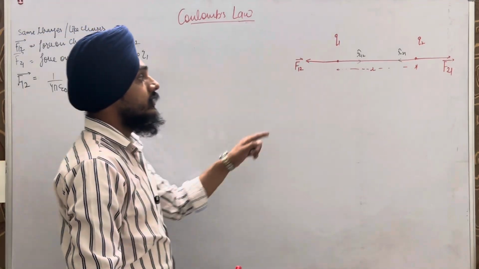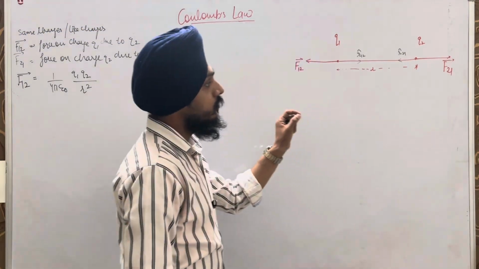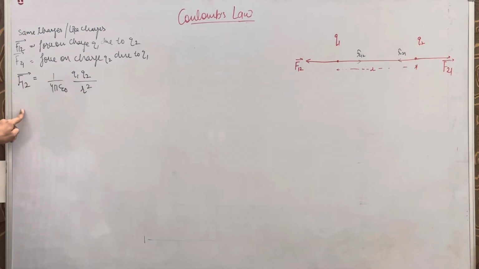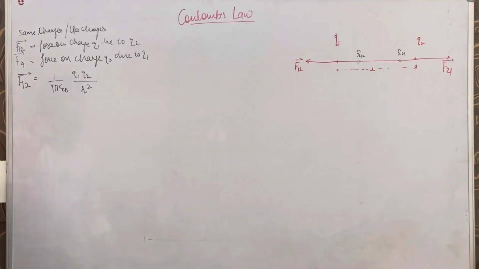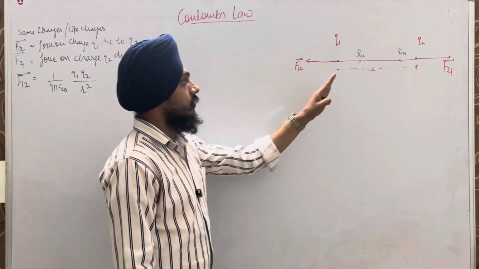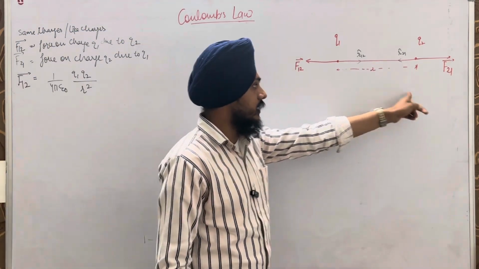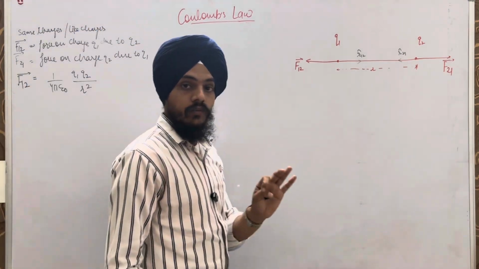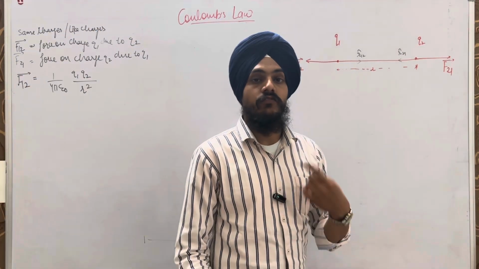Here we are talking about two charges of the same sign, so a force of repulsion is present between them. F12 is the force of repulsion on the first charge because of the second charge. Now this is the formula, and we want to write it in the form of vectors.